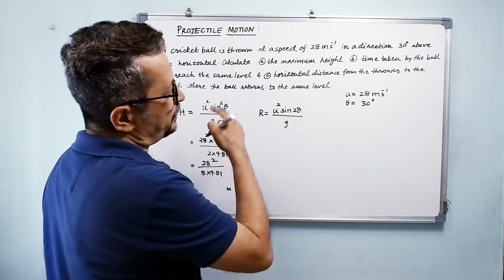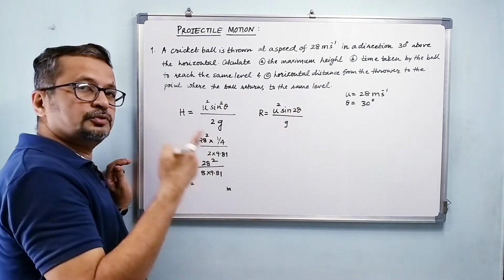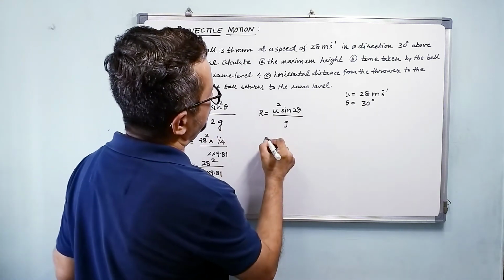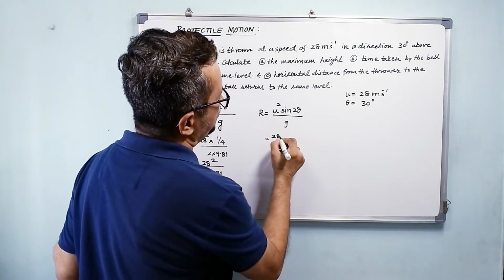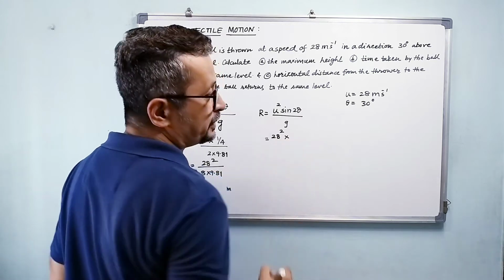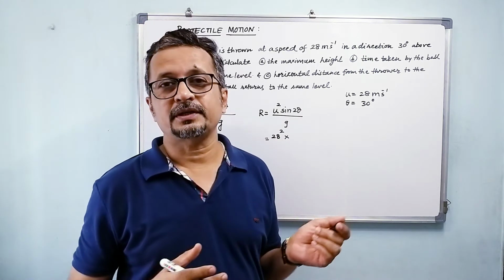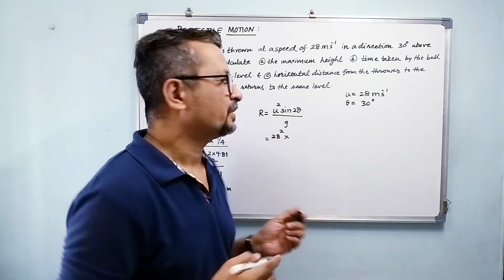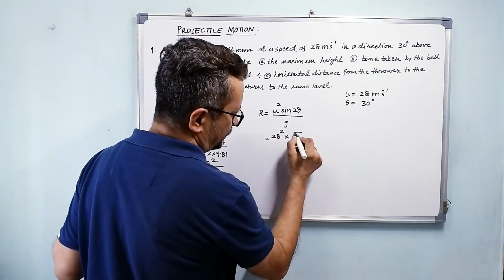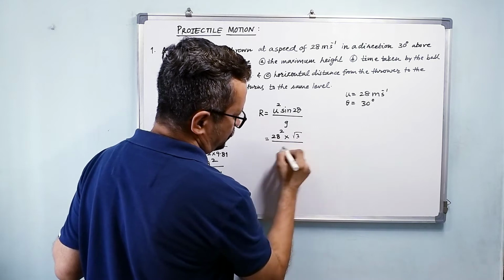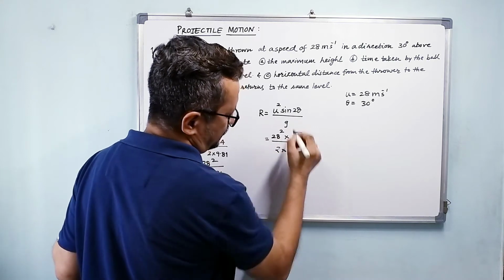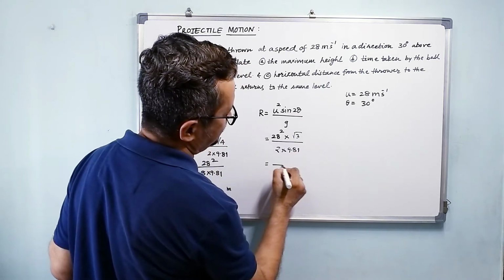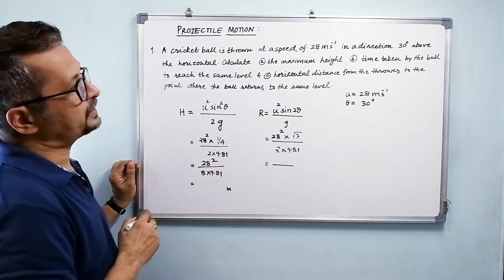Now what about the horizontal distance from the thrower to the point where the ball lands on the same level? Here again I put 28 square and then that multiplied by sine of 2 theta. Theta is 30 degrees, so sine of 2 theta would be sine of 60 degree. That would be root 3 over 2 here, and then 9.81. Again you can calculate this. What was the second part?